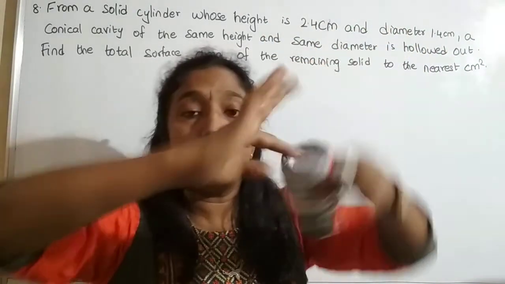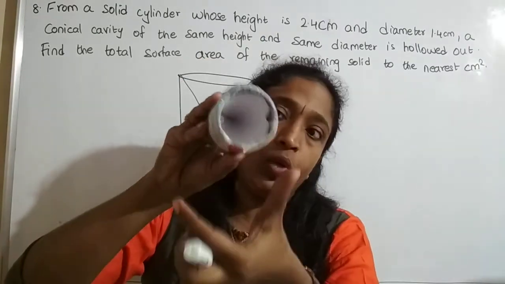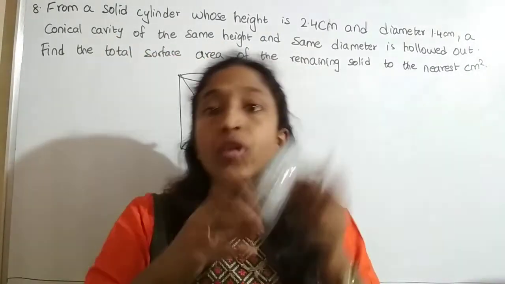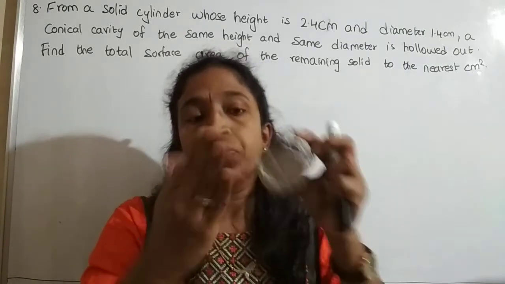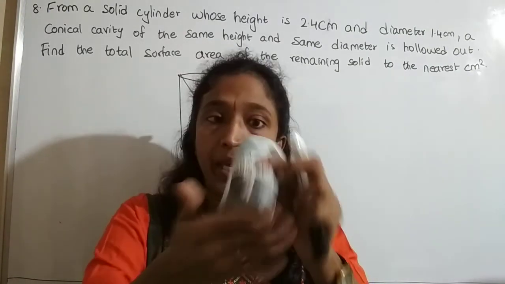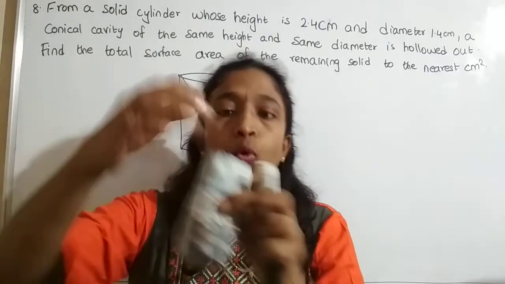The cone, which portion am I going to paint? Only the CSA. So here the total surface of the remaining solid is nothing but the CSA of the cylinder plus the area of the base and the CSA of the cone. I hope this is understood.